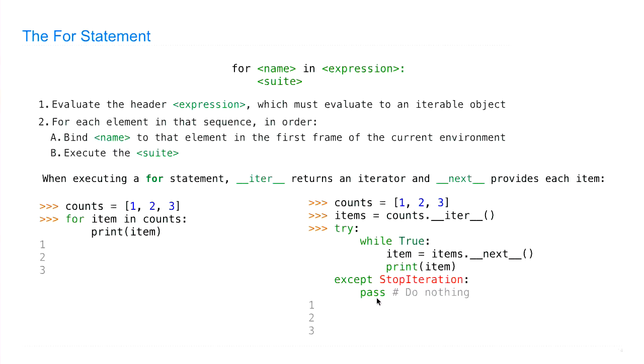Okay, so now you know how a for statement works. It does a bunch of stuff behind the scenes. It creates an iterator from whatever iterable you're iterating over, and it keeps calling next on that thing until that thing raises a StopIteration, and then it's done.